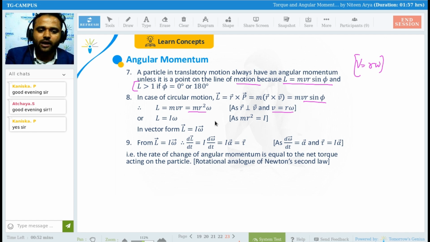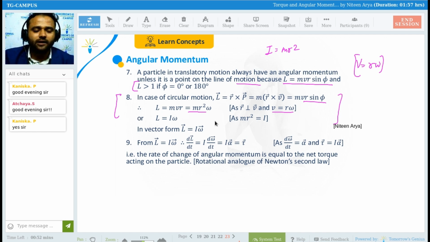We can use this L equals I omega also. How so? Again, this I equals MR square, right? These particular points are very, very important, because there are so many interrelations. Sometimes you forget, or sometimes you don't know what particular relation is going to be used in the given problem.